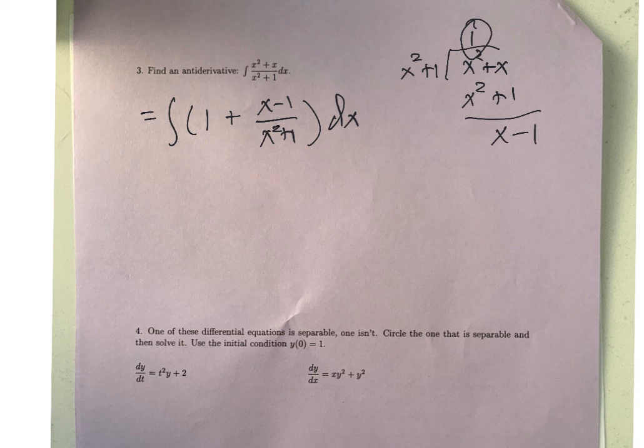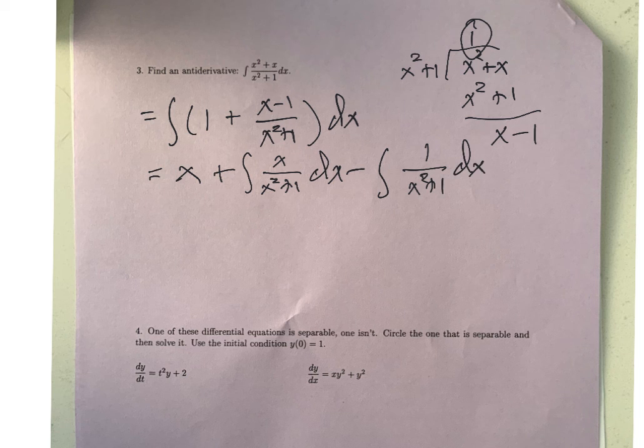What we can do is, obviously, we can integrate the 1, we'll get x. And then I can break that into 2 separate integrals. X over x squared plus 1 minus 1 over x squared plus 1. All right, the last guy is inverse tangent, no problems there.